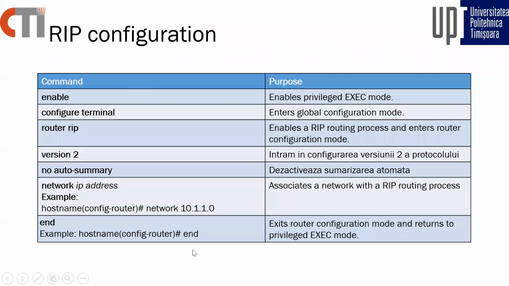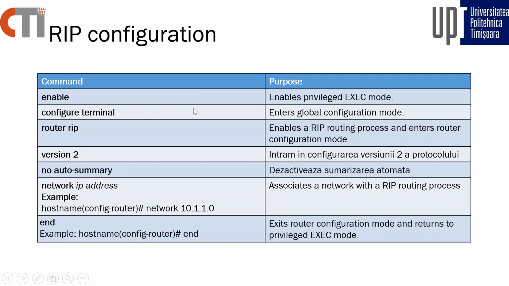Now, these are some commands. All of these here are commands that are needed to configure a RIP protocol. Now, RIP doesn't stand for rest in peace. It stands for Routing Information Protocol. But as you can see here, there aren't all that many of them. So we've got the enable, which gives us from the user exec to the privileged exec mode, so the mode in which we can see stuff.